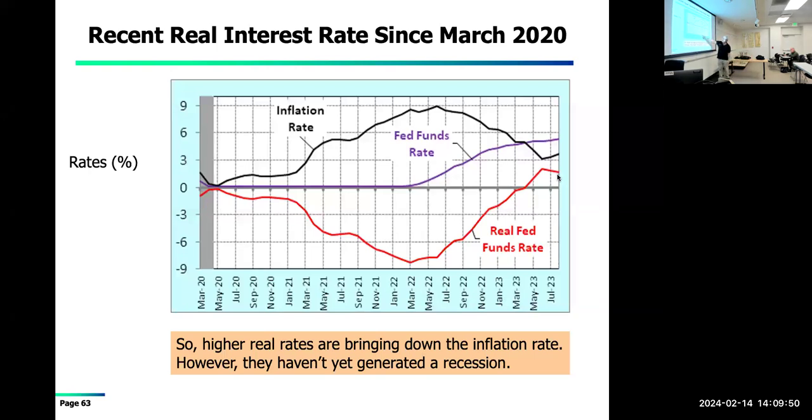And in fact, this is the Fed policy. In the spring of 2022, they started to raise interest rates because they were concerned about the higher inflation rate, and they raised it faster than the inflation rate. So the real interest rate increased, and as a result, the inflation rate came down the way it was supposed to.